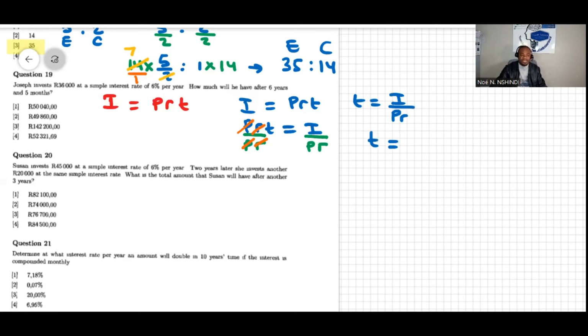The question says that Joseph invested 36,000 rand, so that's P, at a simple interest rate of 6% per year. How much will he have after 6 years?